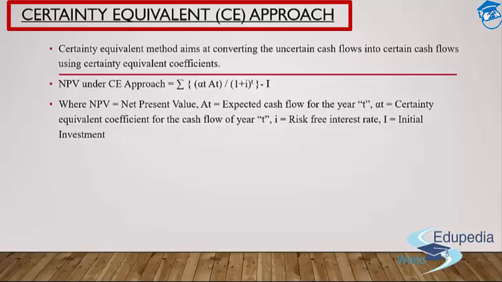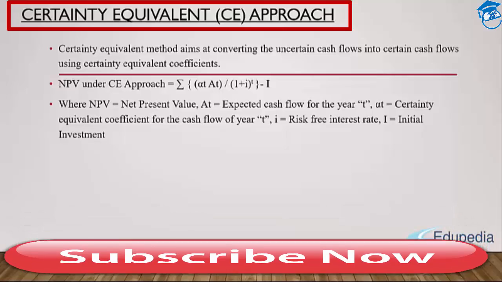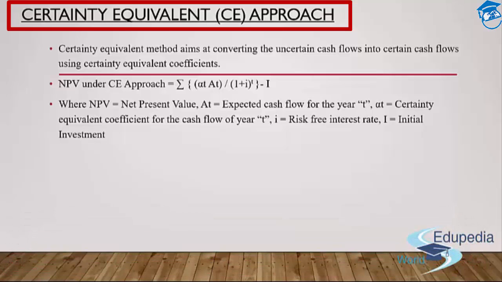NPV would be the net present value. AT will be the expected cash flow that you'll receive at the year T, that is maybe like 1, 2, 3, 4, any. Alpha T will be the certainty equivalent coefficient that I told you of. Okay, 1000 will be the cash flow for the year into the certainty equivalent coefficient, that will be like 60%. You will get 600 out of it.